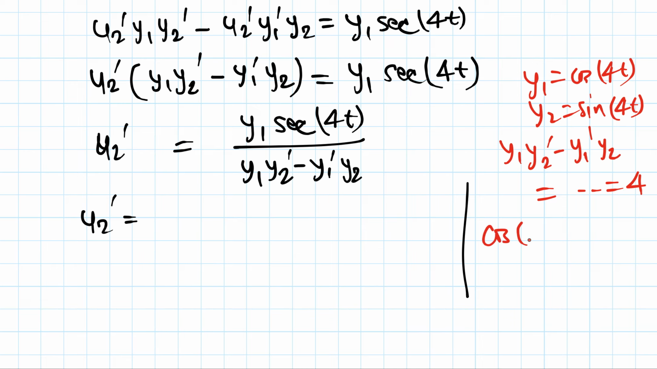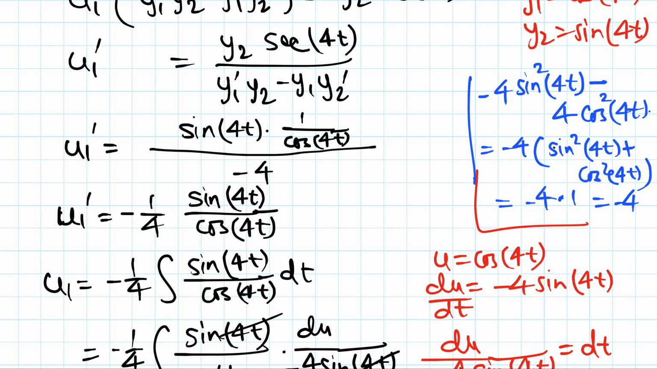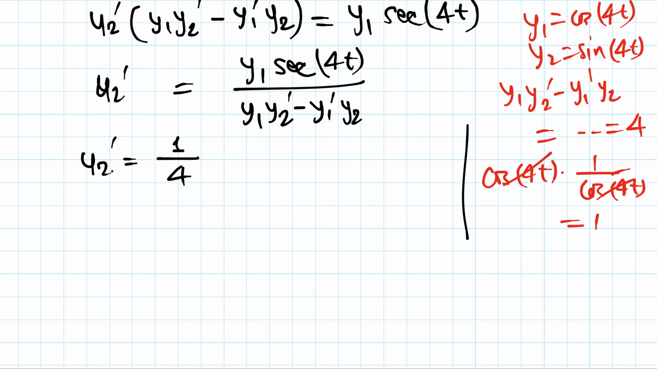y1 is cosine 40 times secant 40, which is 1 over cosine 40. They cancel, so that's 1. So this product is 1 on the top, and this is 4 when we do this work. Oh, that's nice. So u2 prime is 1 over 4, then u2 is just integrate. A constant means constant in t, so 1/4 t. Okay, now we have u1 and u2. Then we can find the particular solution.